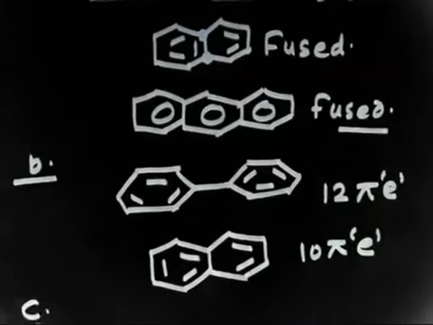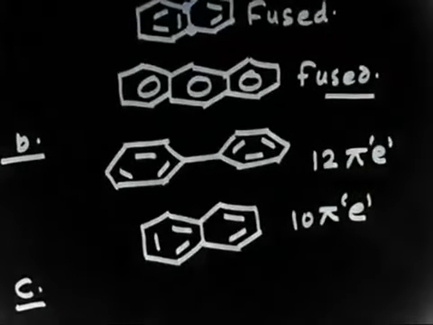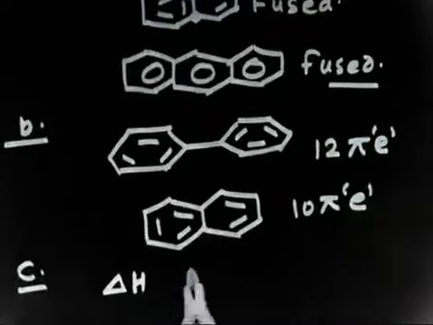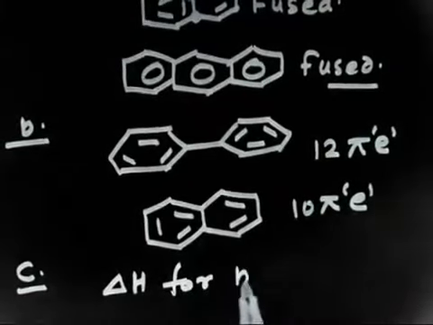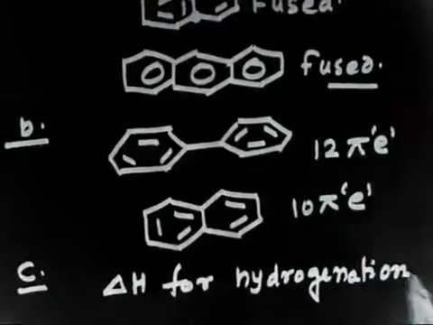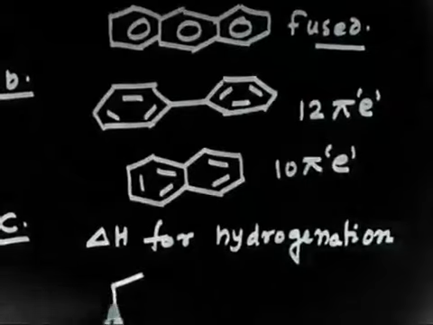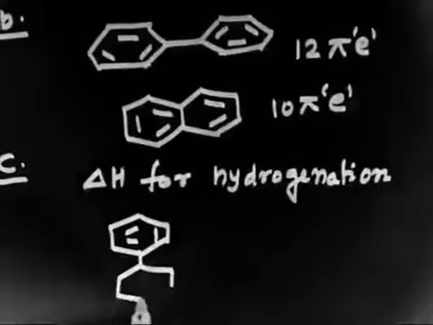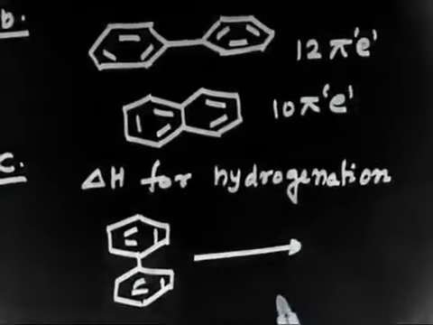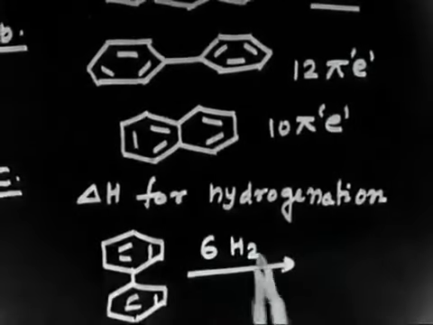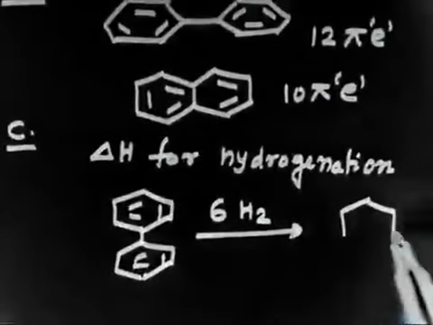Now part C says the heat of hydrogenation of biphenyl is around 100 kilocalorie per mole. So heat of hydrogenation, delta H for hydrogenation. Hydrogenation means I have biphenyl, and if I add hydrogen, how many moles of hydrogen do I have to add? So 12 pi electrons, so I have to add 6 moles of hydrogen. And this will completely hydrogenate it.